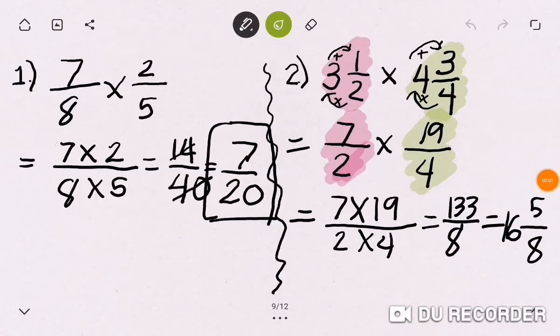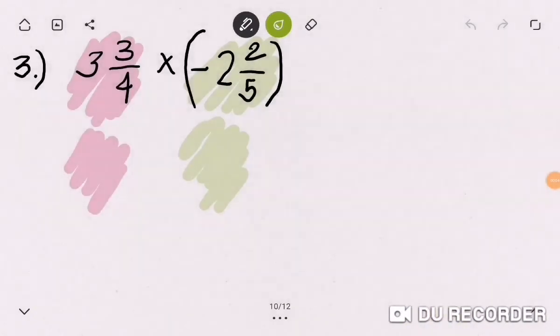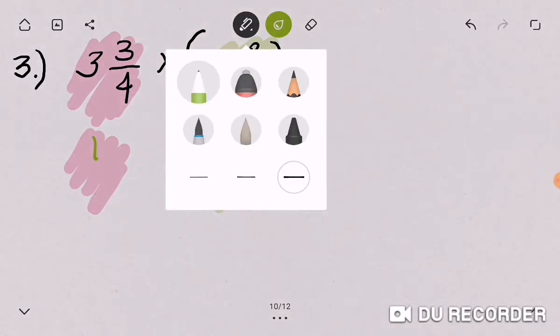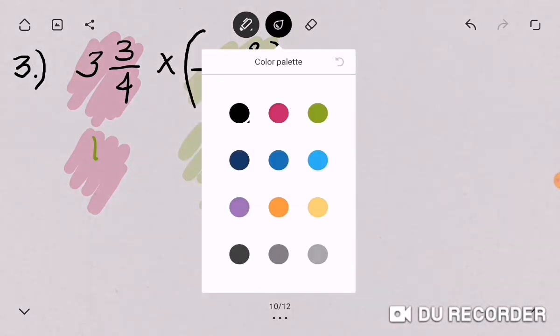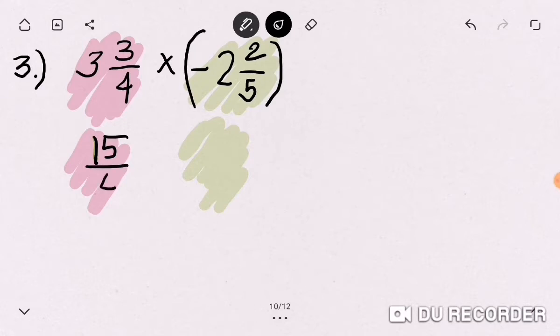Okay, for our last example, let us consider 3 and 3/4 times the quantity of negative 2 and 2/5. So just like what we did in our second example, since meron tayong mixed number, we have to transform this first into an improper fraction. So doing that, we have 4 times 3 is 12 plus 3 is 15. And then copy the denominator. So we'll have 15 over 4.